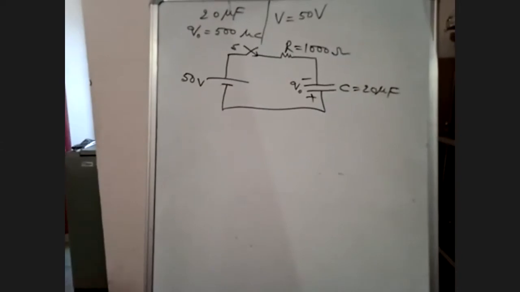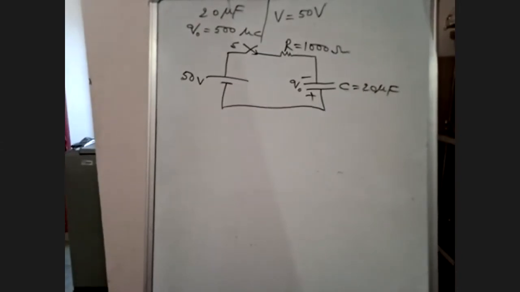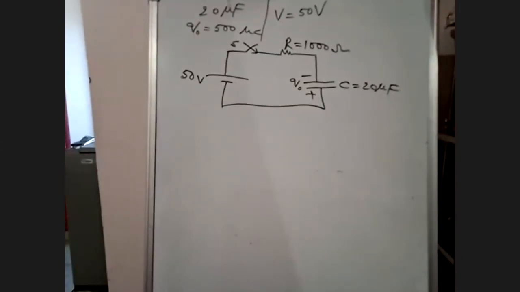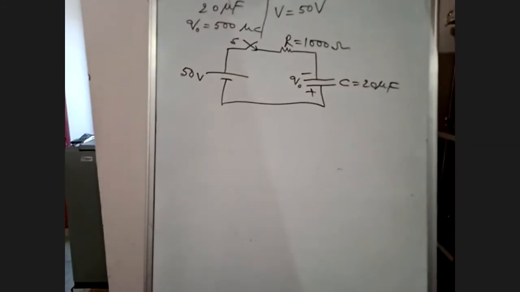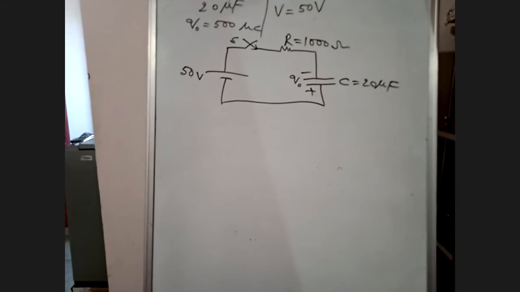In the previous problem, the charge is 0. There is no initial charge. But in this problem, there is initial charge on the capacitor. If there is initial charge, there will be initial voltage across the capacitor.